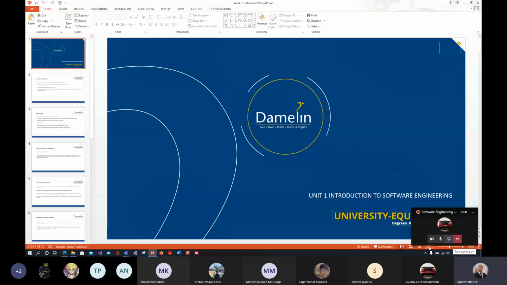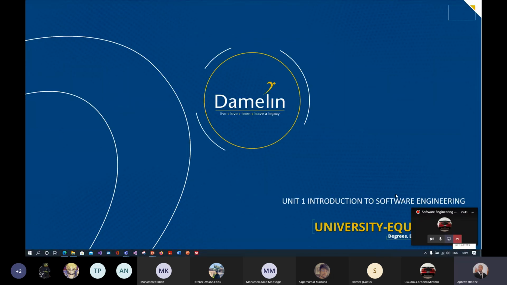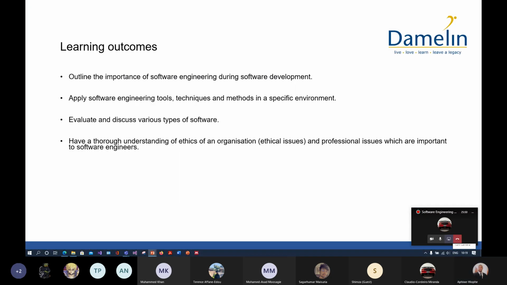Okay, so we are on Unit 1, which is an introduction to software engineering. What are the learning outcomes for this particular unit? It's very important to read the learning outcomes when you start a study unit because they help you to reflect, okay? Remember, the assessments are set on the learning outcomes. So make sure that after each study unit, each learning outcome is indeed satisfied.